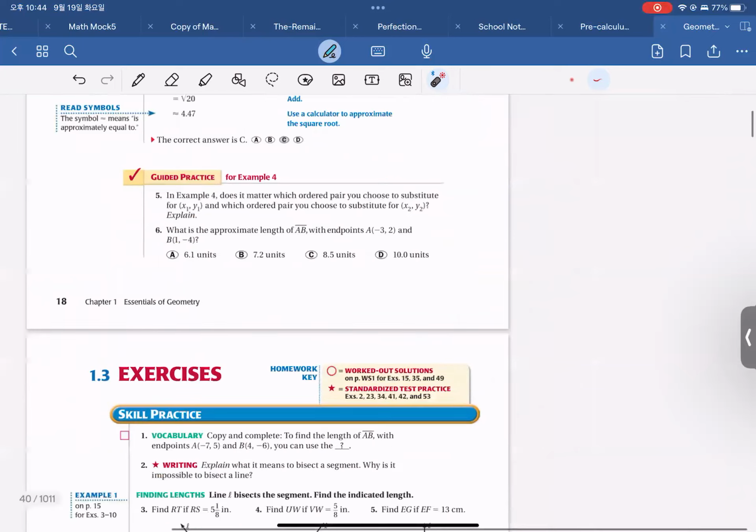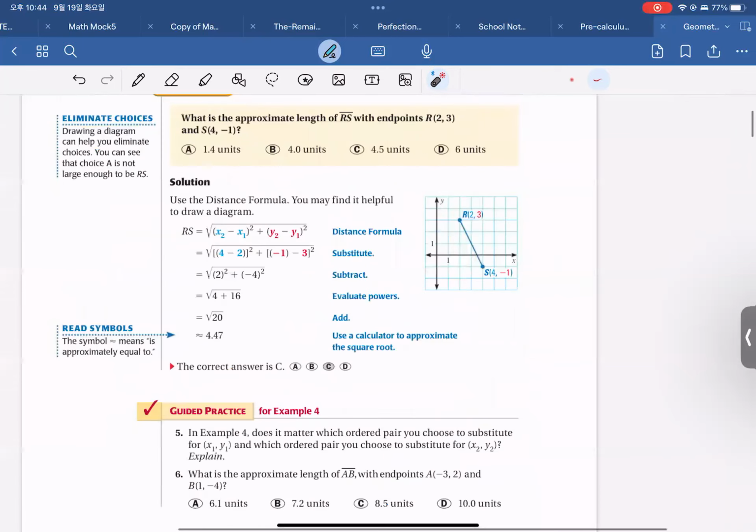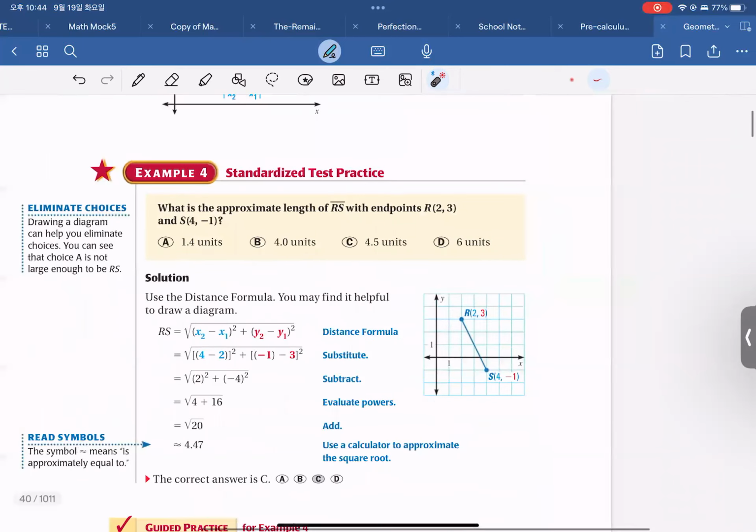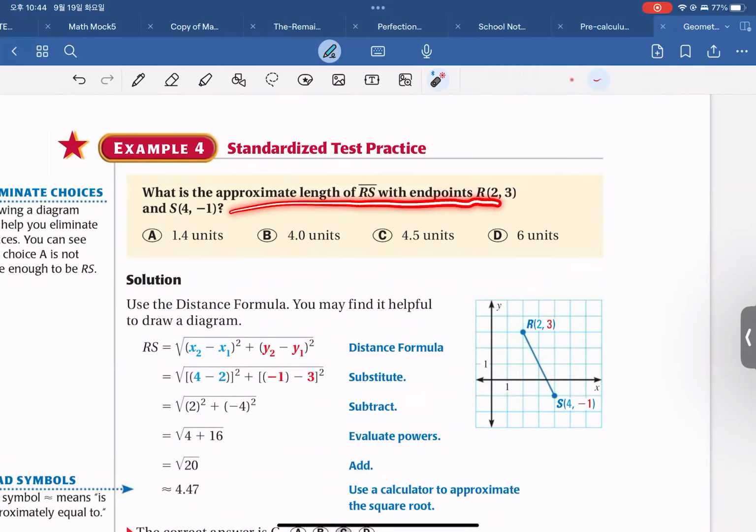So let's just quickly solve this problem. What is the approximate length of RS with endpoints R(2, 3) and S as (4, -1)? You're trying to find the length of RS. So it always helps to draw it out. So this is R, let's call this S.